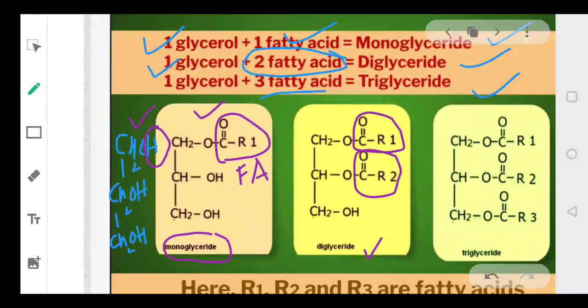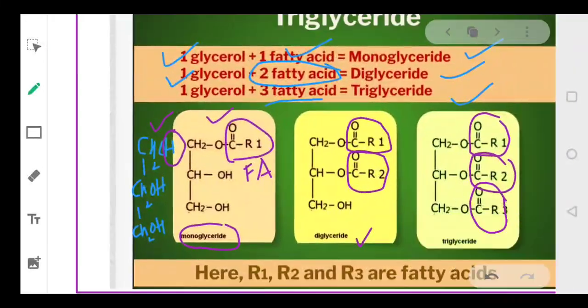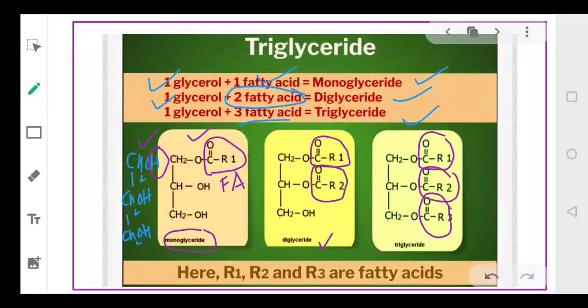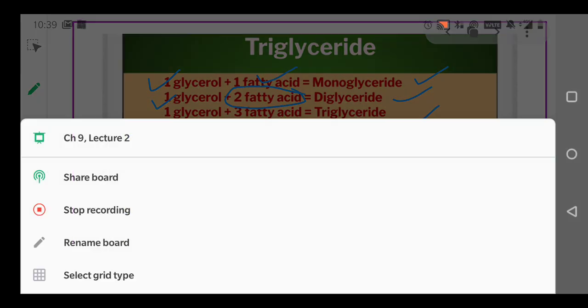And just look at the third one. Again you will observe all hydrogen atoms have been replaced with three fatty acids. Your R1, R2 and R3 represent your three fatty acids. So a triglyceride has formed. Monoglyceride when there is one fatty acid, diglyceride when there are two fatty acids, triglyceride when there are three fatty acids. Okay everyone?